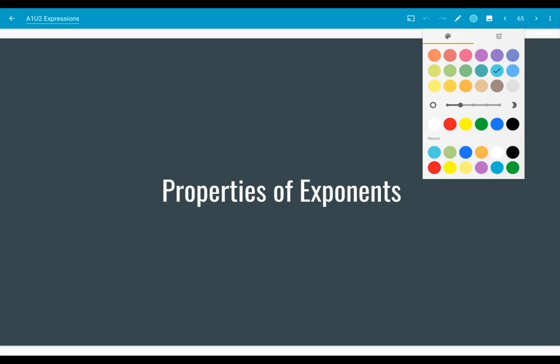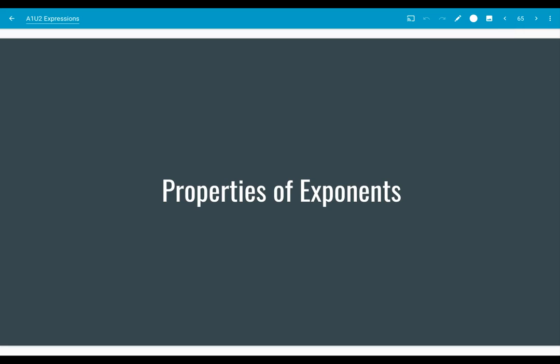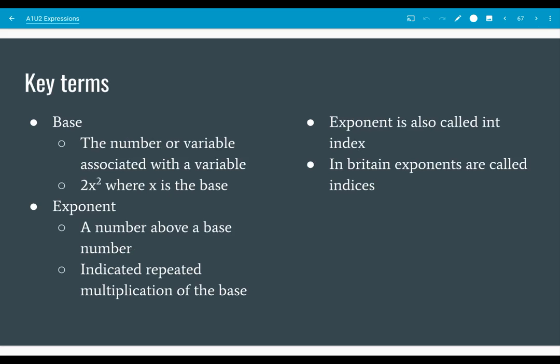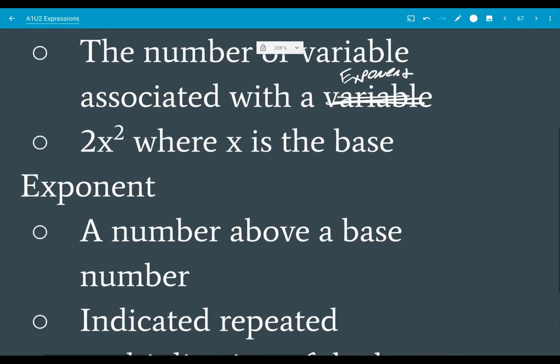In this video, we're going to look at properties of exponents. So first, some key terms. The first one we're going to look at is what's called the base. So the base is the number or a variable associated with an exponent.